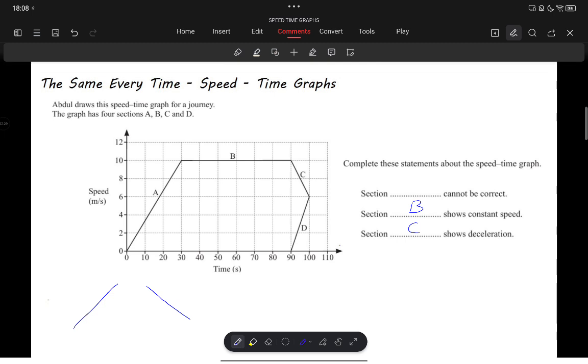The problem with part D is that in our journey, we're increasing the speed, then the speed remains constant, and then the speed decreases. Well, now we're at 100 seconds, and then we're going back to 90 seconds. So we can't go backwards in time. Of course, the time has to be moving forward. So section D cannot be correct because we are moving backwards in time.